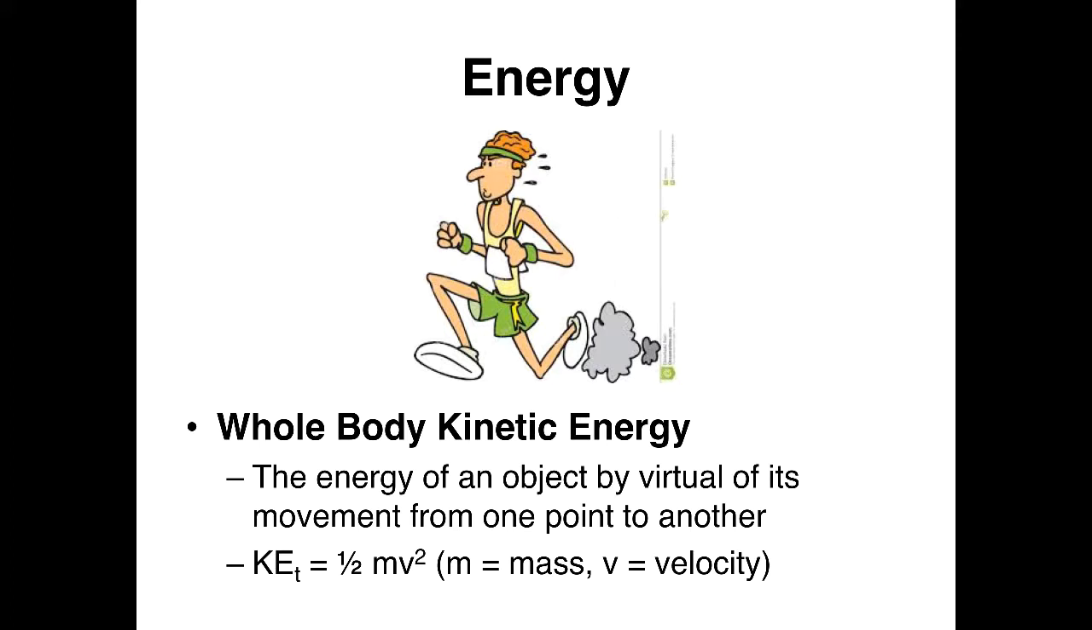So, we were talking about kinetic energy, and one type of kinetic energy is called whole body kinetic energy. And whole body kinetic energy is the energy of an object by virtue of its movement from one point to another. Sometimes this is also called translational kinetic energy because you're moving or translating a body from one position in a linear fashion to another position. So for this type of kinetic energy, the formula, KE, is equal to 1/2 mv squared, where mass is m and v is velocity. Now, since we're working in joules, the mass needs to be in kilograms, and the velocity needs to be in meters per second.